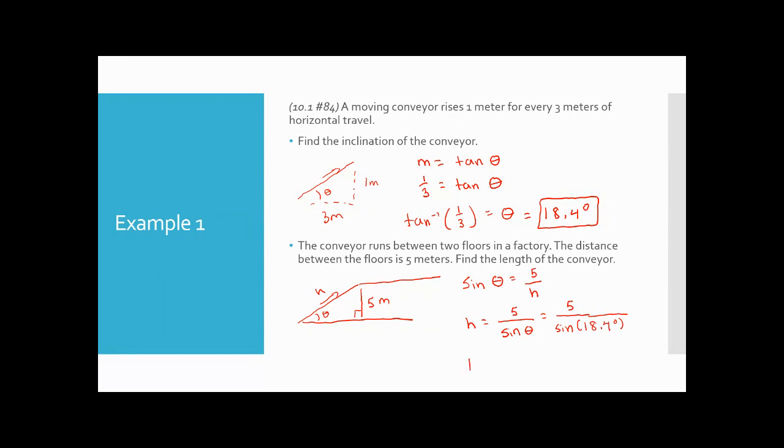And we get for the height, or not the height, the hypotenuse, the length of the conveyor. I should have used L for length so I didn't get confused. But you get 15.8. So the conveyor is 15.8 meters long. Are there any questions on this example? This is very similar to the kind of thing that you need to do on problem 1.